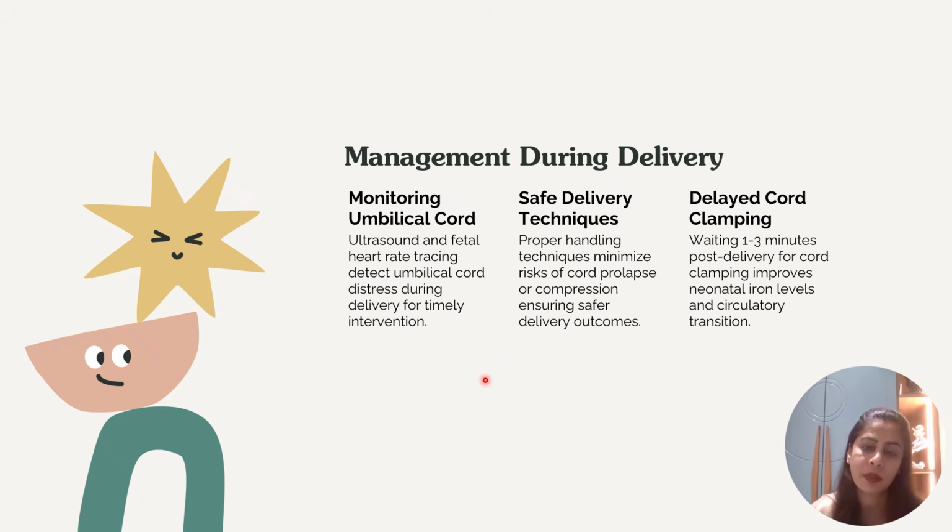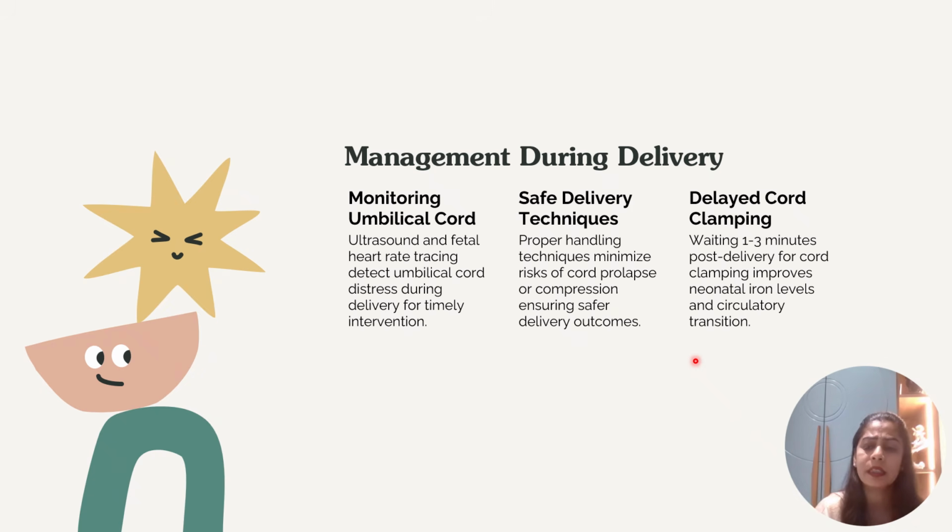Instead of cutting the cord immediately, the 3-minute rule. I can say that there is a 3-minute rule. Doctors often wait 1 to 3 minutes. This lets extra blood flow from the cord into the baby, which gives them a healthy boost of iron and also helps their heart and lungs adjust better to the outside world. So proper handling, safe delivery techniques, and delayed cord clamping can help the fetus come out healthy.